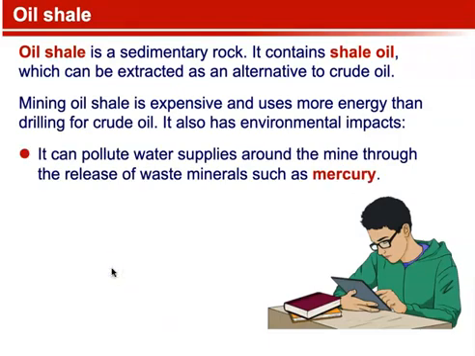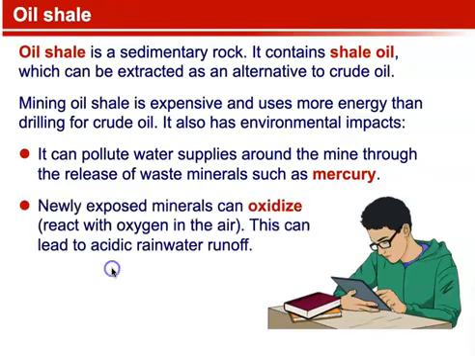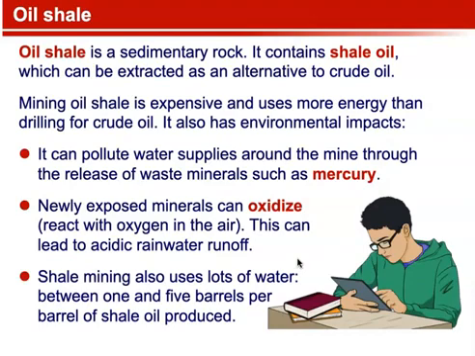It can pollute water supplies around the mine through the release of waste minerals such as mercury. Newly exposed minerals can oxidize, that is, react with oxygen in the air. This can lead to acidic rainwater runoff. And shale mining also uses lots of water, between 1 and 5 barrels per barrel of shale oil produced.